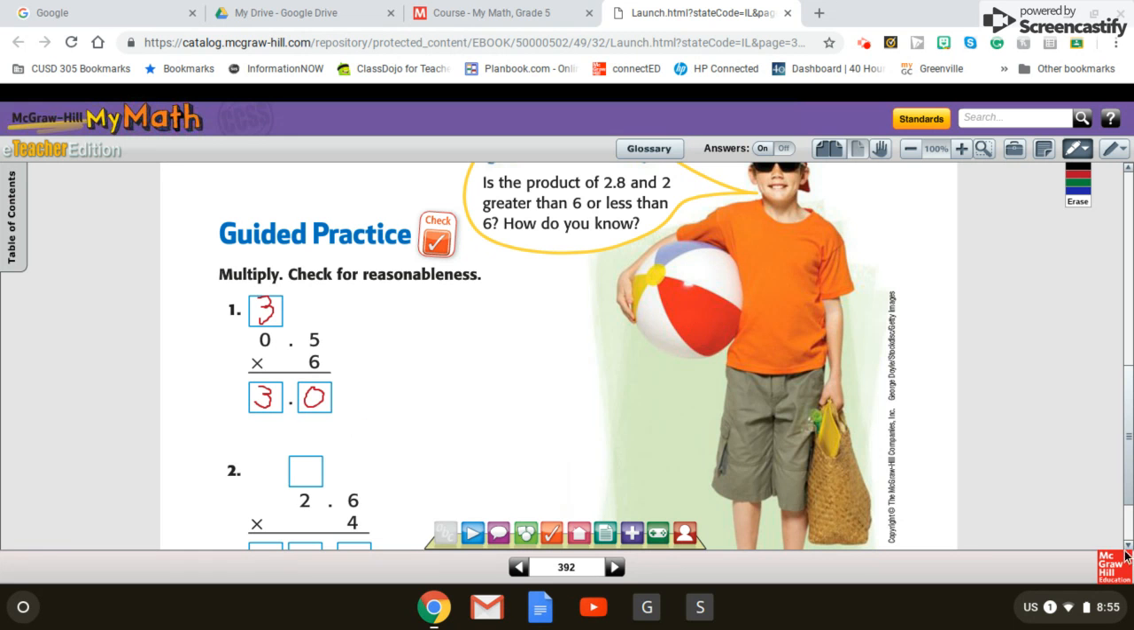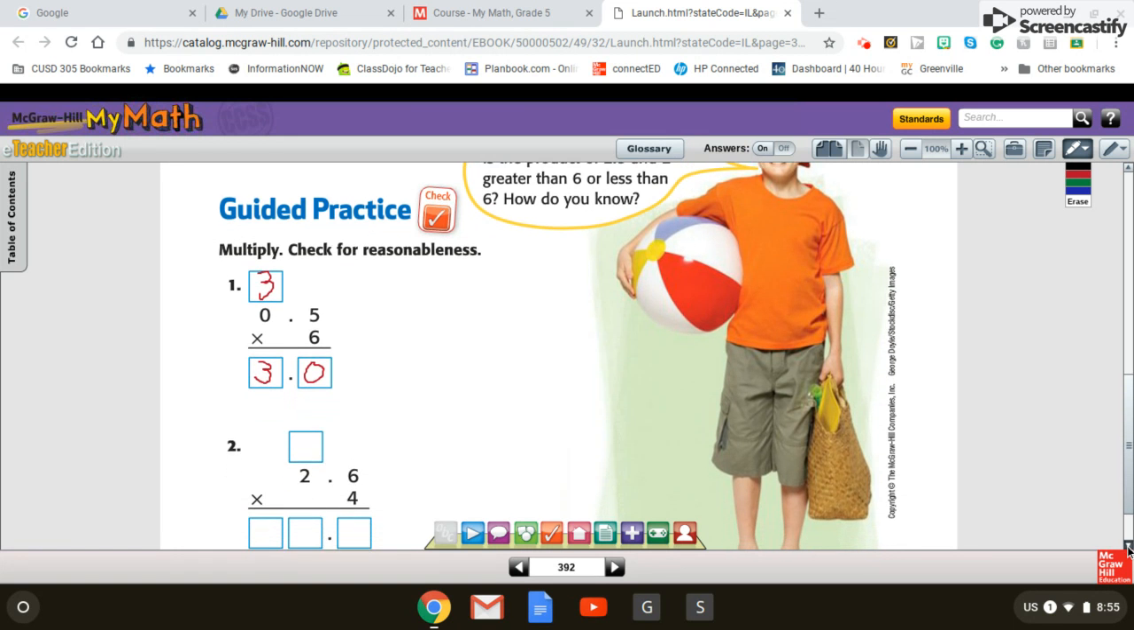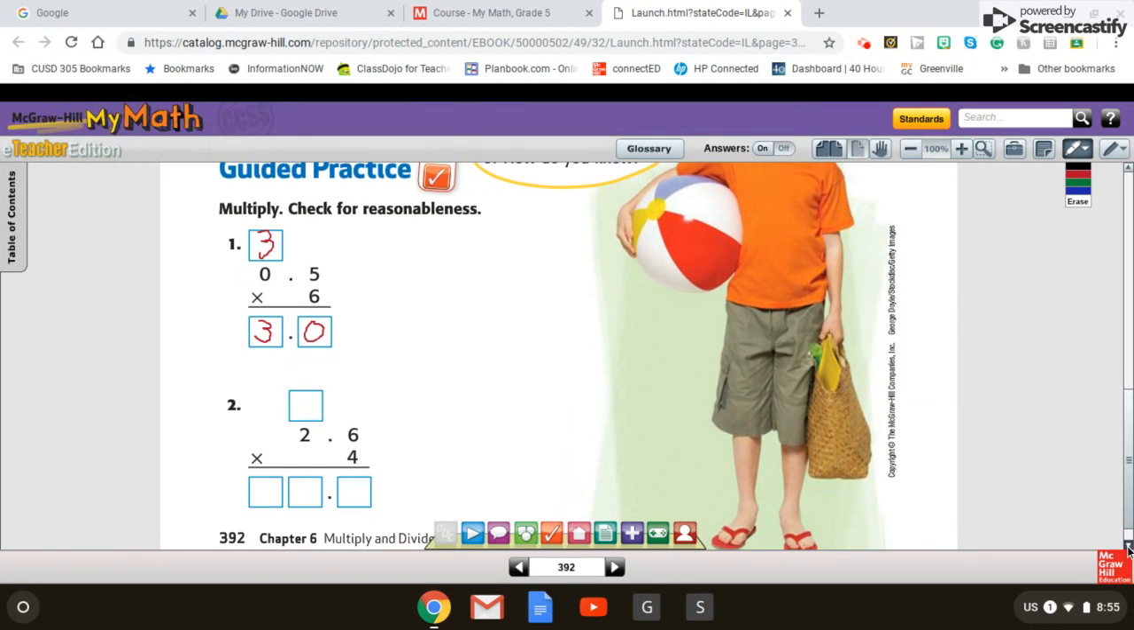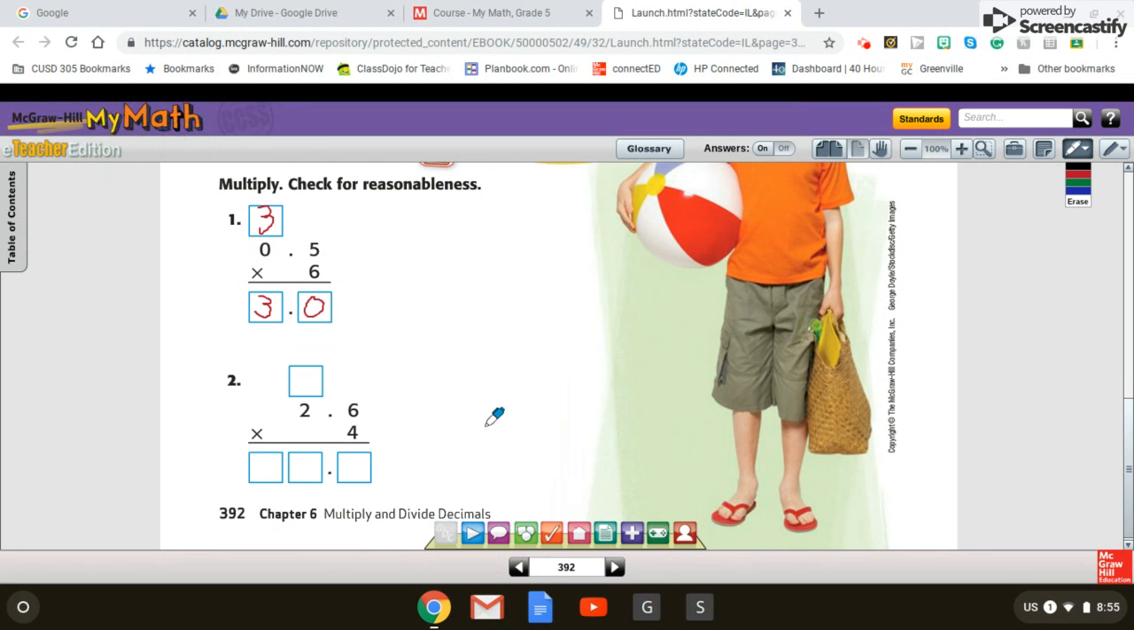Okay, do the next one. Pause the video, do the next one, and then we'll turn it back on and see if you're correct. Okay, so you should have paused. If you didn't, you're not following directions.